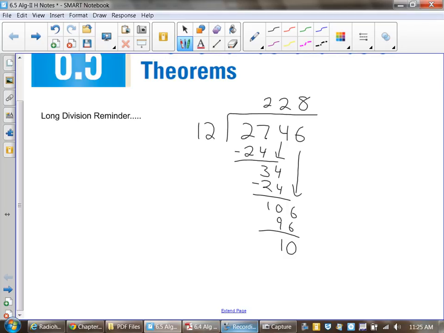No problem. You guys would write remainder of 10. But then you realize it was false because it's a fractional amount. The remainder, so if this is 228, the remainder was a part of what you're dividing by, 10/12. It just so happens that it simplifies to 5/6. But in essence, this remainder value always went over what you were dividing by.